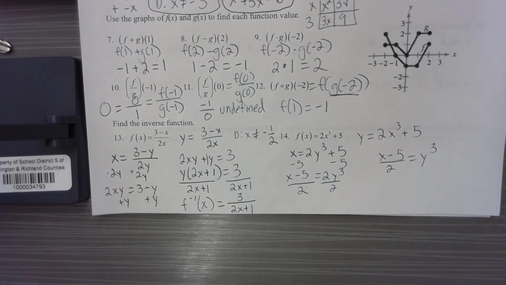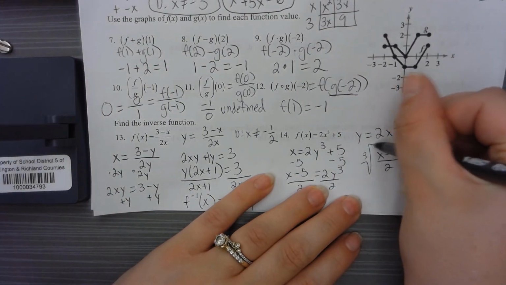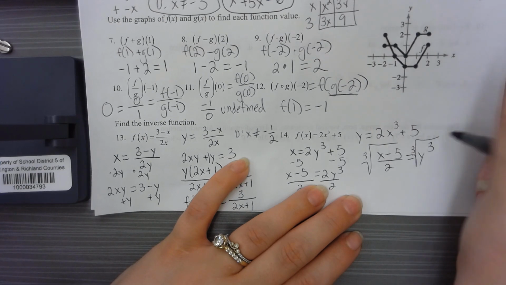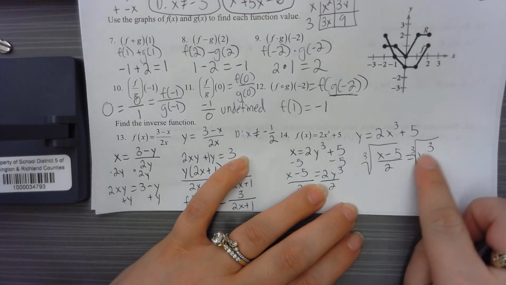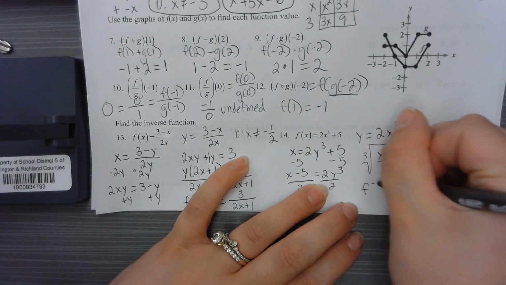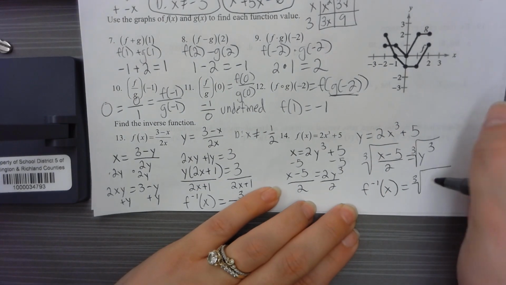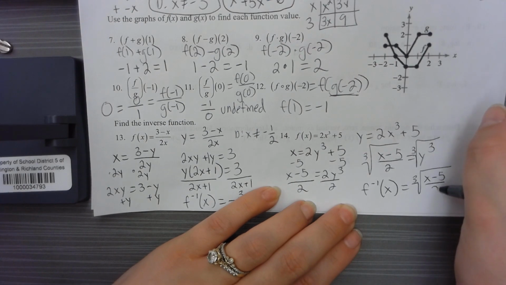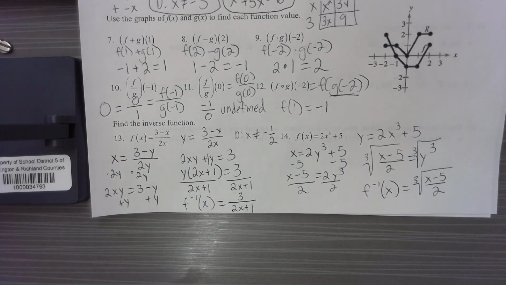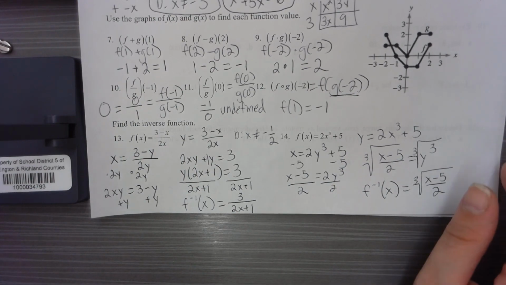And then to get rid of that cube, we're going to go ahead and take the cube root. So that would cancel this out here, so that would get us our final equation. F inverse of x is equal to the cube root of x minus 5 over 2. And cube roots, their domain is negative infinity to infinity, so there's really no restrictions on that one. Okay, next page.